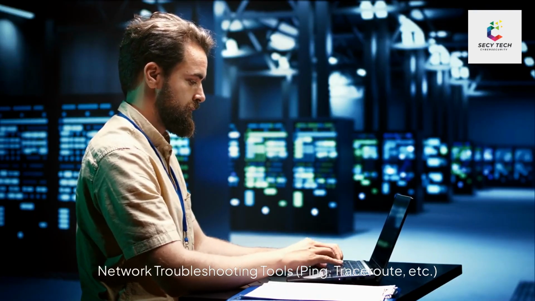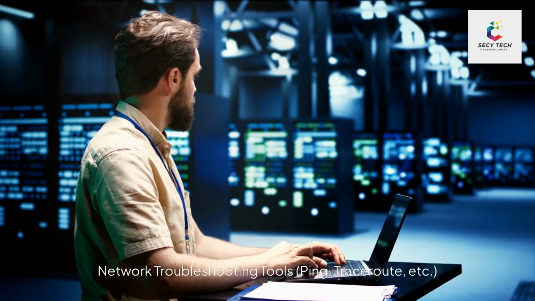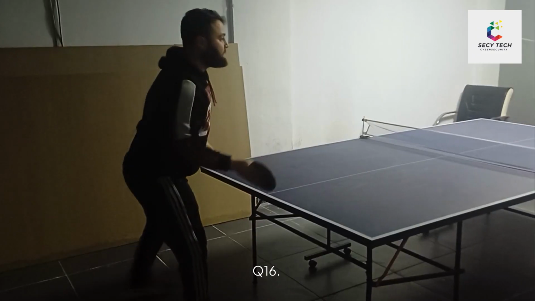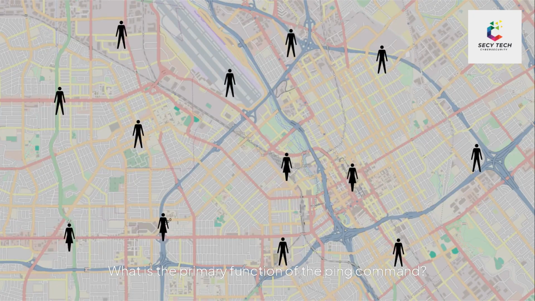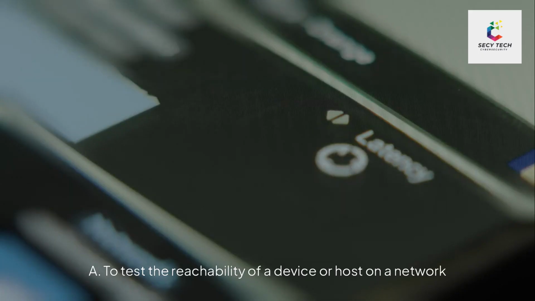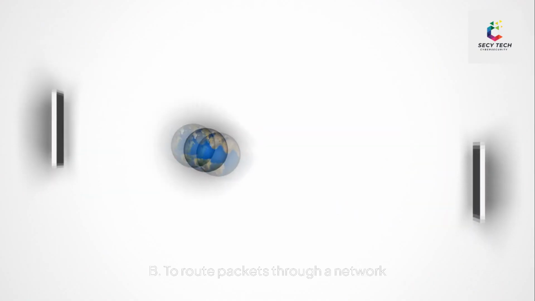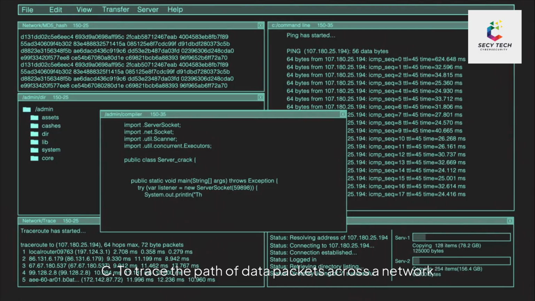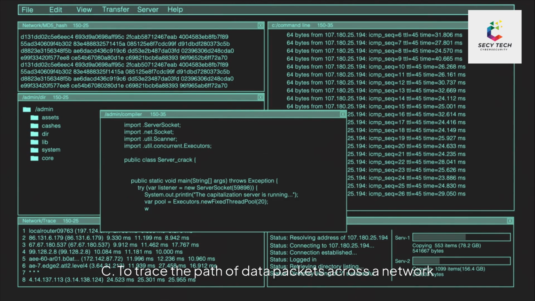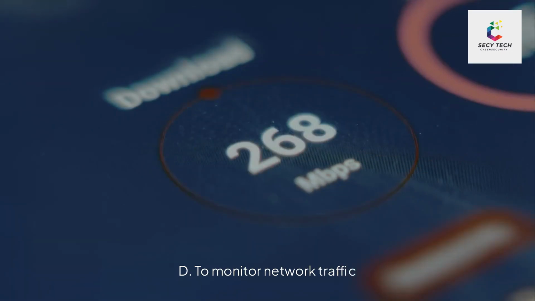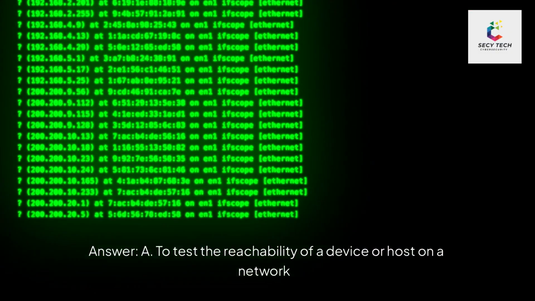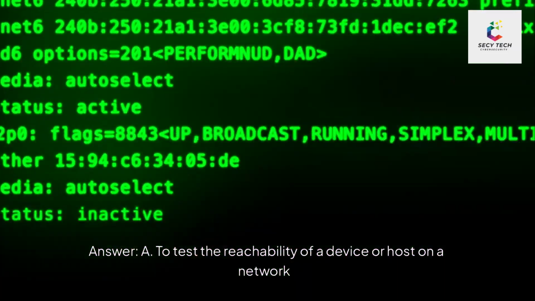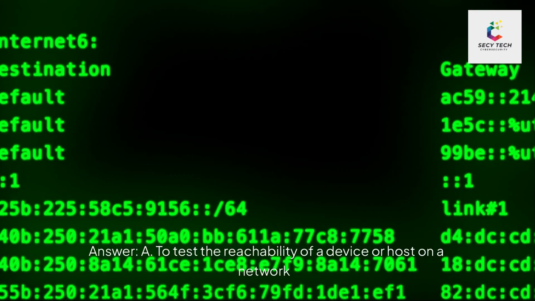Network troubleshooting tools. Ping, traceroute, etc. Q16. What is the primary function of the ping command? A. To test the reachability of a device or host on a network. B. To route packets through a network. C. To trace the path of data packets across a network. D. To monitor network traffic. Answer: A. To test the reachability of a device or host on a network.